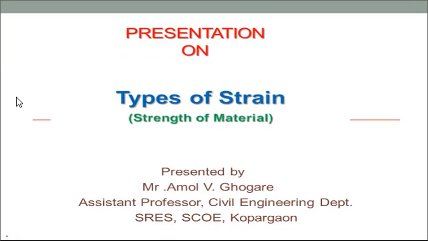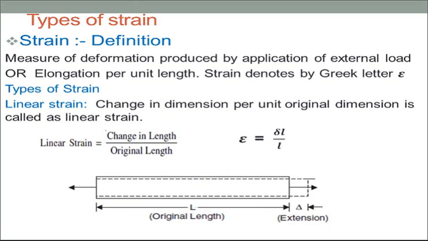Today we are going to study the topic types of strain. First of all, strain. What is meant by strain? Strain is a measure of deformation produced by application of the external load, or it is also called the elongation per unit length. Strain is denoted by the Greek letter epsilon.